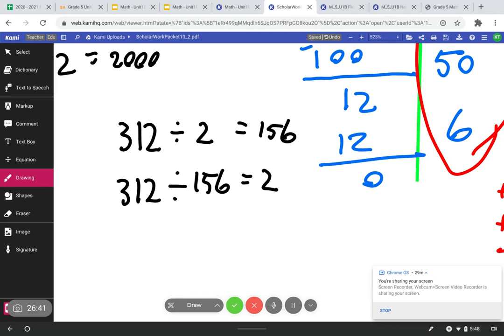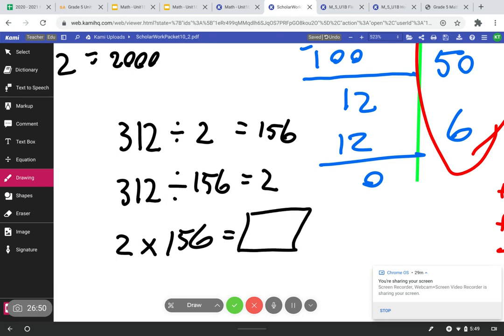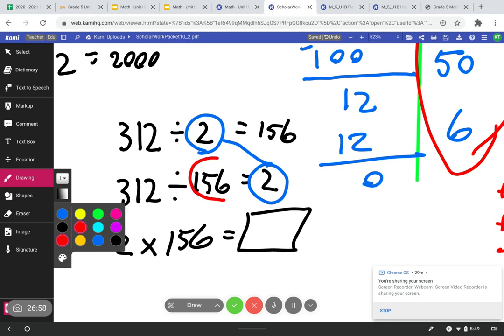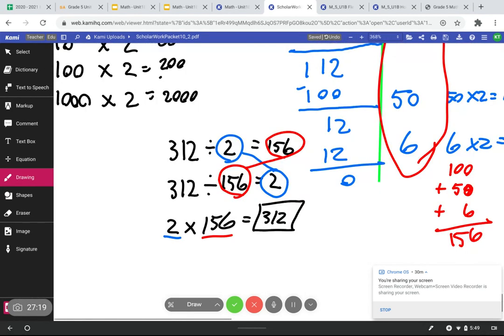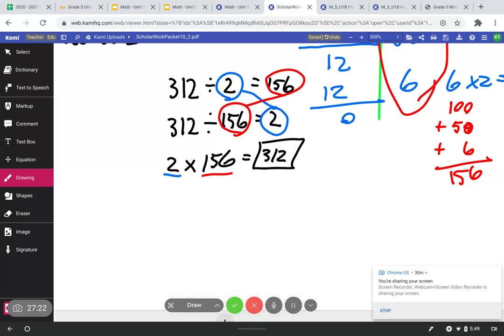So I know that 2 times 156, what will that equal? I want y'all to draw the lines here. Connect the dots. What number would go in that box? 312. So if I do my division correctly, the multiplication should check out.